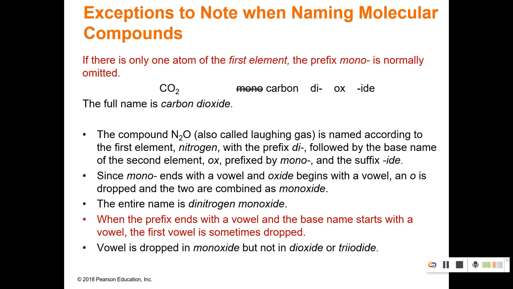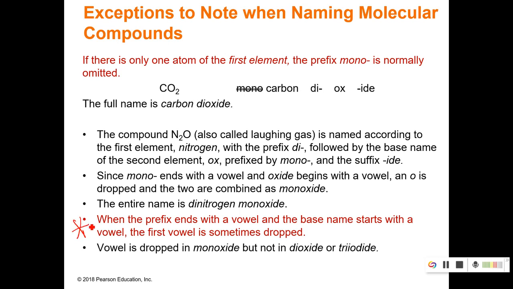So, as far as the prefixes go, you will not put the prefix mono on the first element. Okay? So you will only use mono on the second element if need be. Like we don't say monocarbon dioxide, we say carbon dioxide. However, we do use it on the second element if there's only one. So N2O will be dinitrogen monoxide.